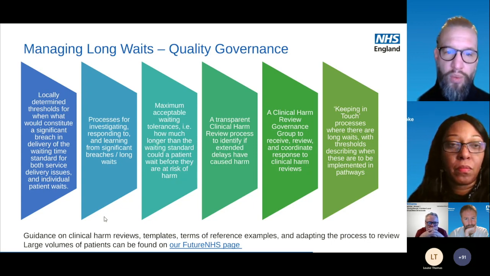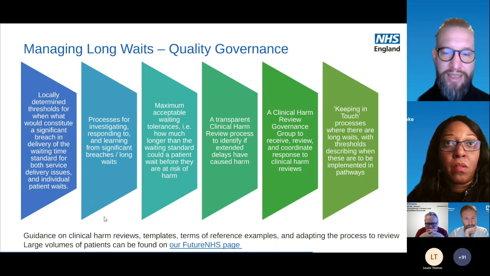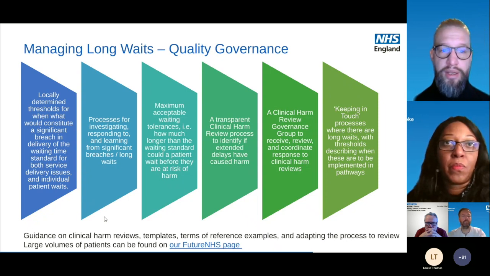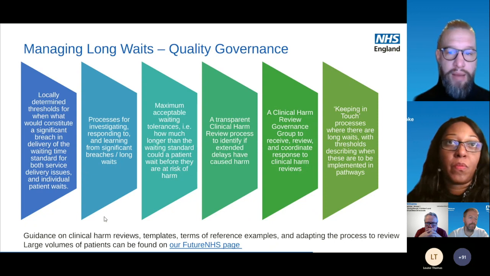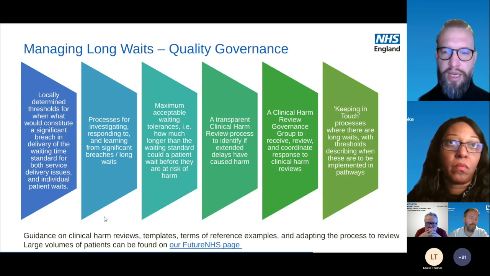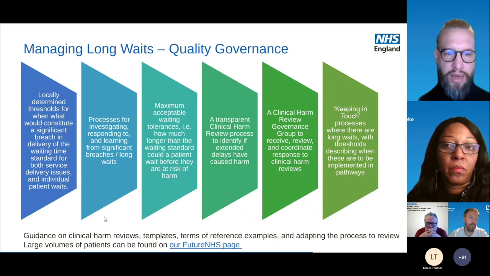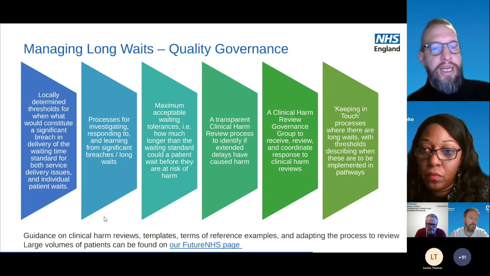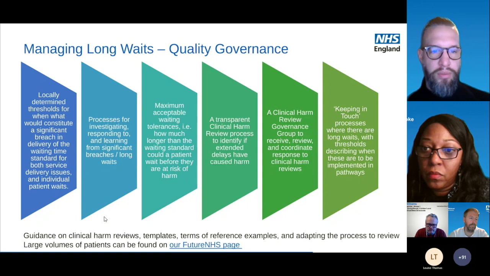However, even if there weren't any long waits, managing waiting times isn't static, and it isn't ever an activity that can be considered complete. So you will need processes that are sensitive to picking up when this is happening and responding to it effectively. And there are a number of different steps that need to be considered when thinking about how this is managed. The first is developing locally determined thresholds for what constitutes a significant breach in delivery of the waiting time standards. And you need to think about that from both a service delivery issues perspective and individual patient waits.